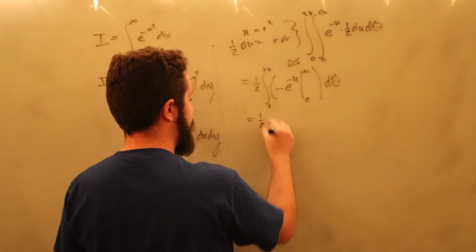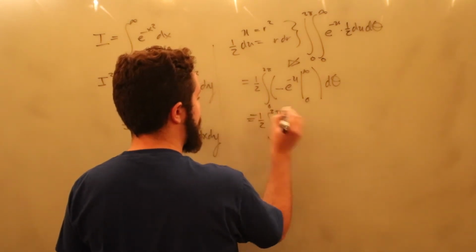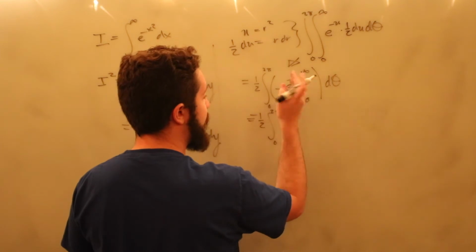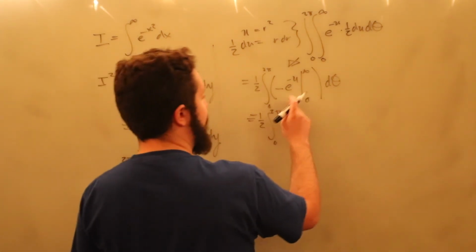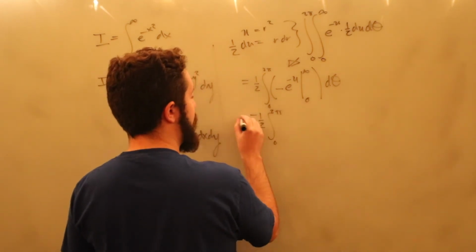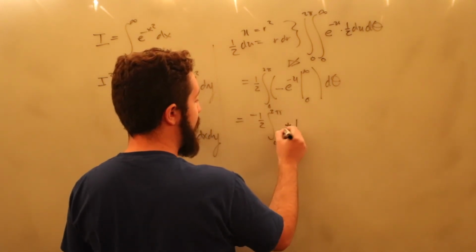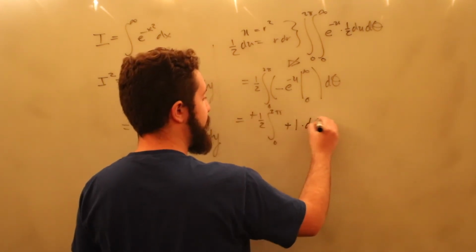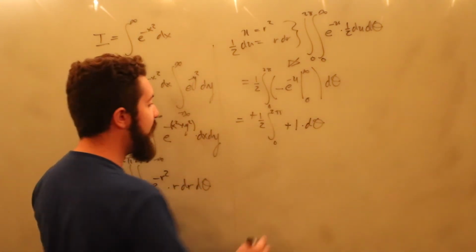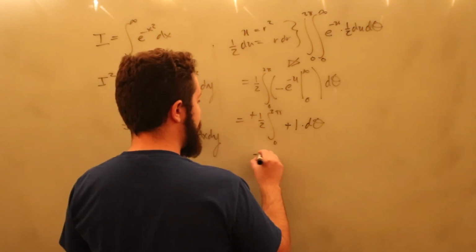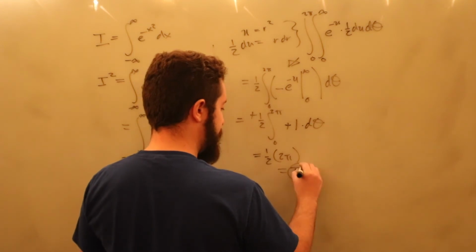And this is going to be none other than, we could factor out the negative if we want, e to the negative infinity, which is just going to be 0, minus e to the negative 0, which is just going to be 1. So this is going to be a minus 1. These end up canceling out. So then we just have d theta. The integral of d theta from 0 to 2 pi is just going to be 2 pi. So 1/2 times 2 pi is equal to pi.